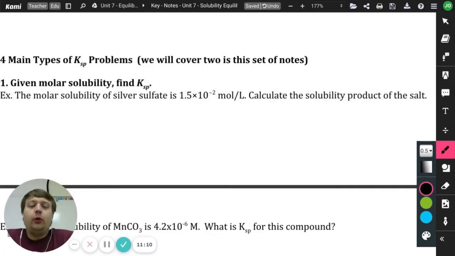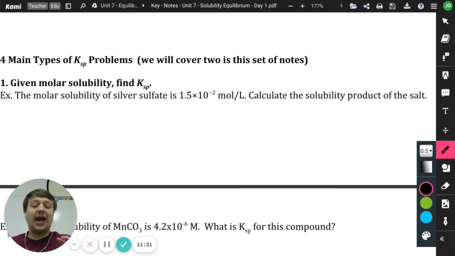Okay, so when we're doing these KSPs, there are 4 main types, 4 main ways to solve for your KSP. Now, in this set of notes, for today, we're only going to cover 2 of those. Next class, we're going to finish this KSP, this solubility equilibrium, up. But for today, we're going to cover just 2 of them.